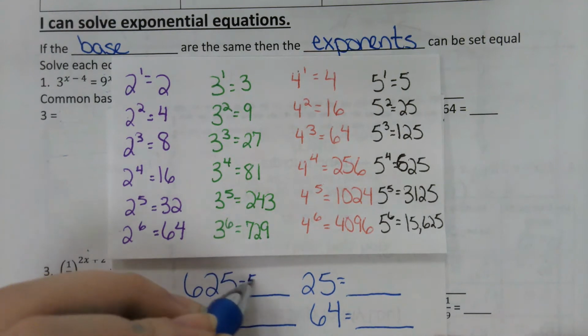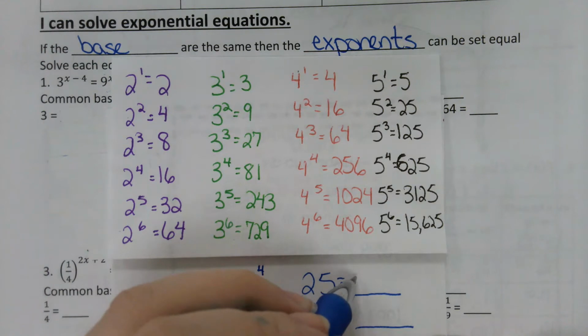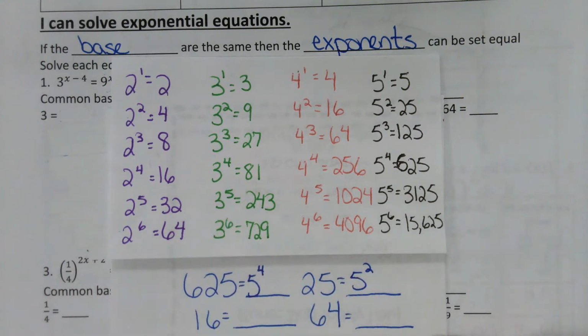625 is 5 to the 4th power, and 25 is 5 to the 2nd power. They've now been rewritten with the same base. I didn't change the value. If I were to type 5 to the 4th in my calculator, I'd still get 625, or 5 to the 2nd in my calculator, I'd still get 25. But now they're rewritten in such a way that their bases are equal.